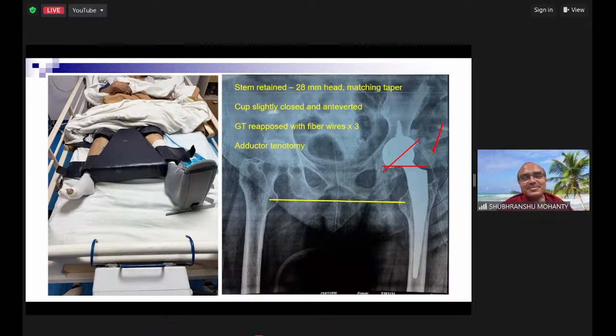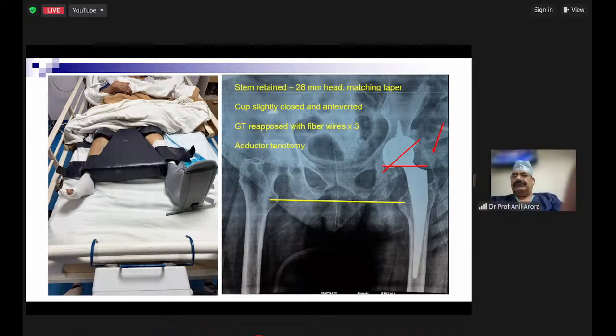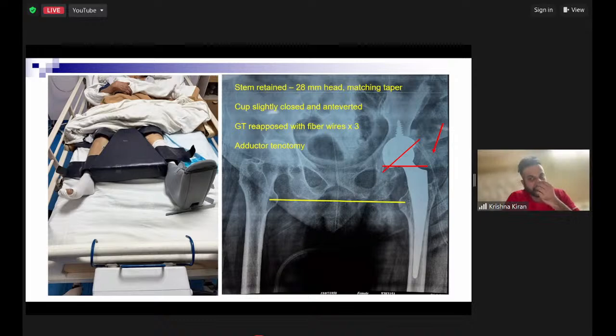This would have been better with a dual mobility to start with, because it was a multifactorial dislocation. So this is one indication for a dual mobility to start with. With a 28 millimeter head and the GT deficiency, the risk of redislocation could be higher, especially considering her age and situation.